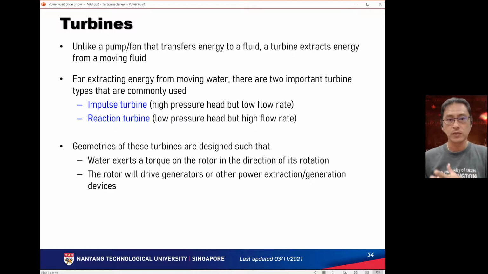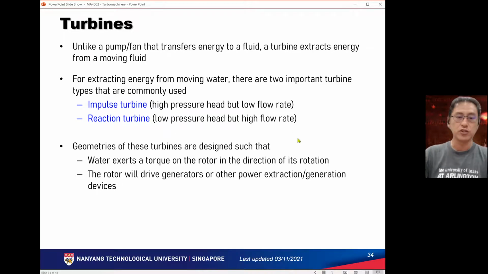There are two important turbine types that are commonly used. There are other turbine types, but these two will be more important. The first one is known as the impulse turbine, which is meant for high pressure head but low flow rate scenarios. Reaction turbines will be used when the scenario is associated with low pressure head but high flow rate.